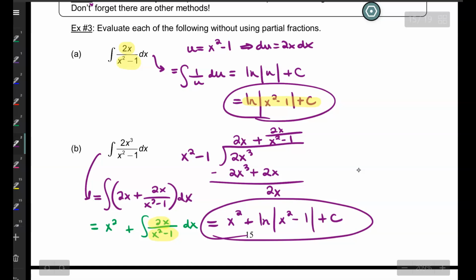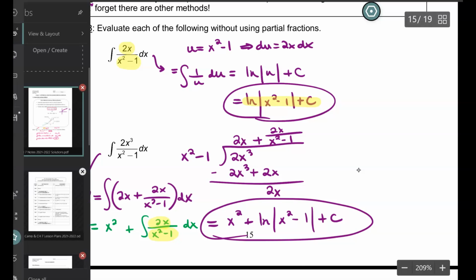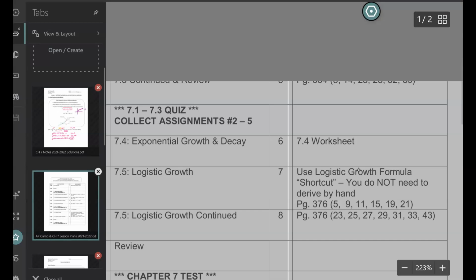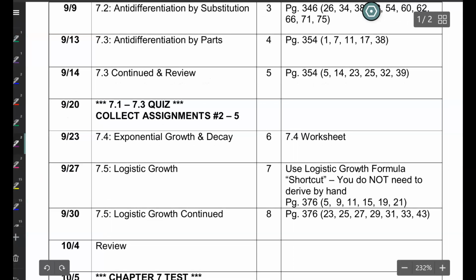Okay, so that's what you're going to be working on for homework. We're going to pick up logistic growth next class on Thursday. So just do the problems that I have listed on the lesson plan for today, which is a practice. Don't worry about what I wrote. Just look at page 376 here, 5, 9, 11, 15, 19, and 21. And email me if you have any questions.